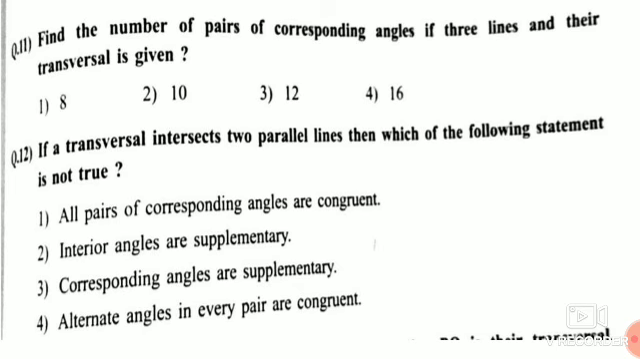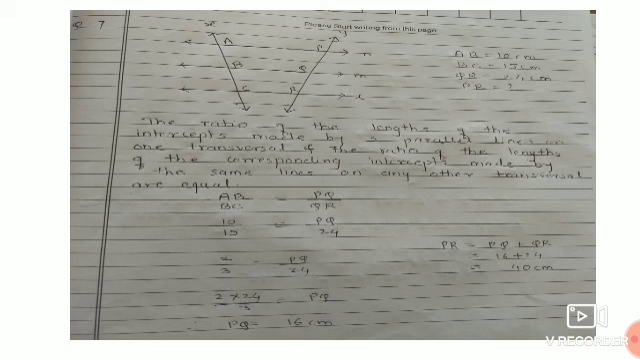Question number 12. If the transversal intersects two parallel lines, then which of the following statements is not true? Means which statement is false? All the pairs of corresponding angles are congruent, correct. Interior angles are supplementary, correct. Corresponding angles are supplementary, wrong, because corresponding angles are congruent. Alternate angles in each pair are congruent, it is also correct. So the false statement is number 3.